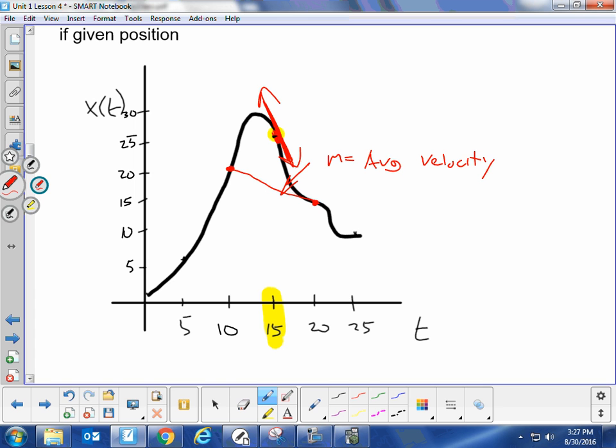If I took two positions where time was almost on top of each other, if I took my position at the 14.99 repeated second, and then my position at the 15.0000 many zeros first second, well, I have two distinct points. I can find the average rate of change of those two distinct points. However, they're so close together that it doesn't represent an average rate of change anymore. It represents an instantaneous rate of change, or an exact speed, an exact velocity. So all of a sudden, this is exact velocity.